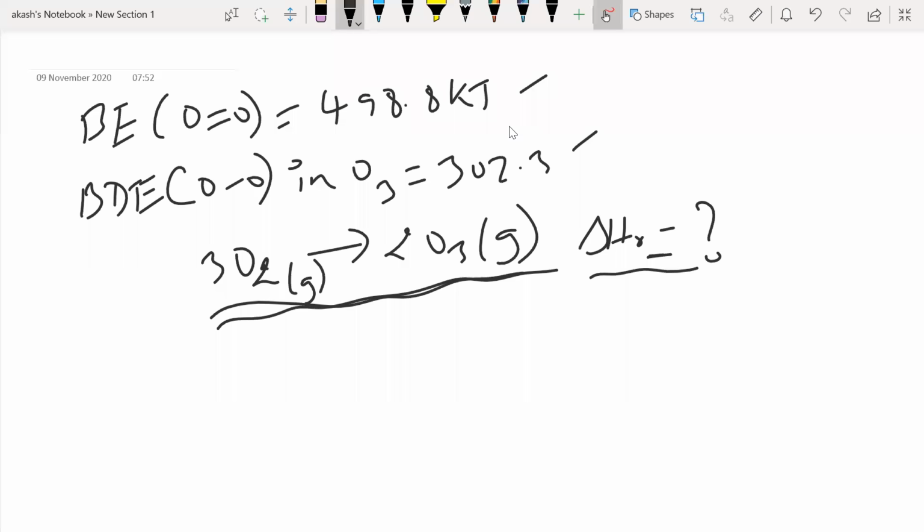Okay, if I change the question a little, maybe it will be a little easier for you. Instead of bond enthalpy, I write it as bond dissociation energy of the O=O double bond. Okay, now it makes sense. Now tell me, Rohan, what were you about to say?